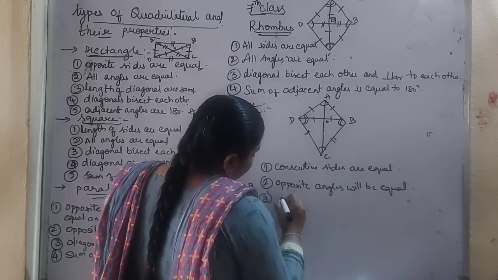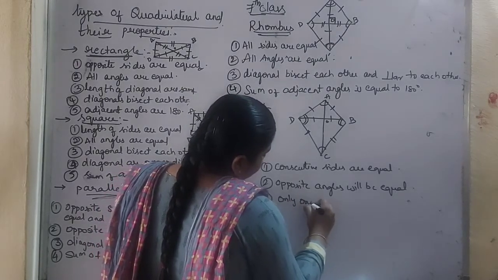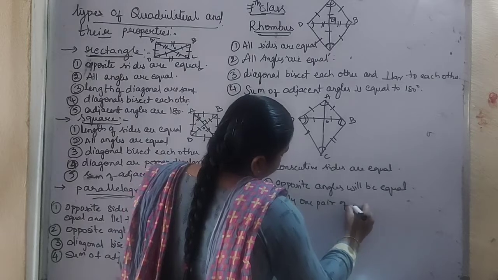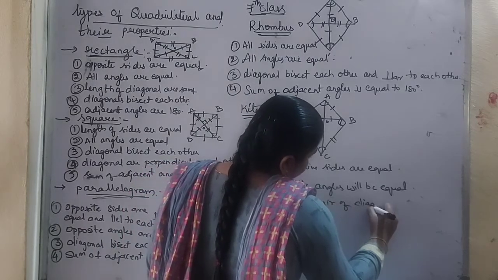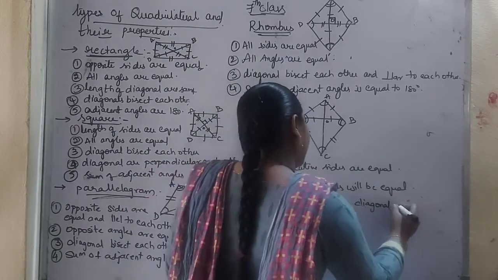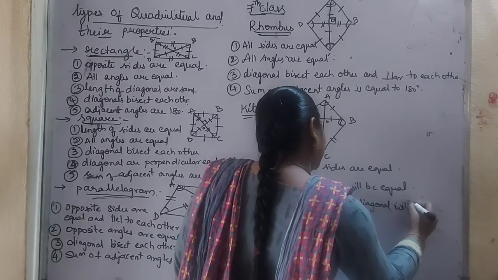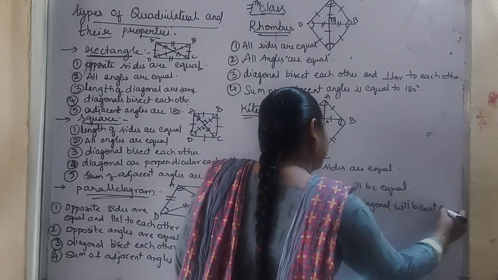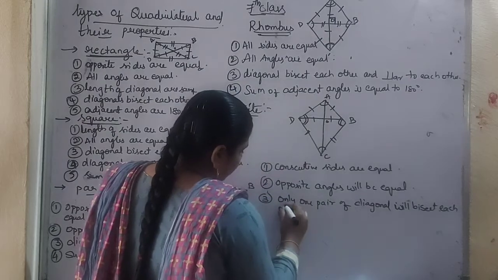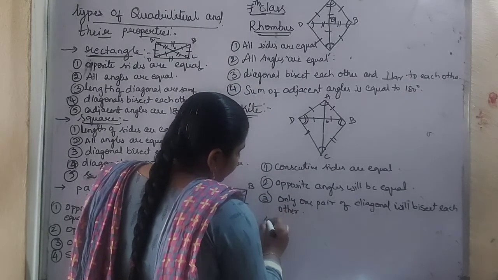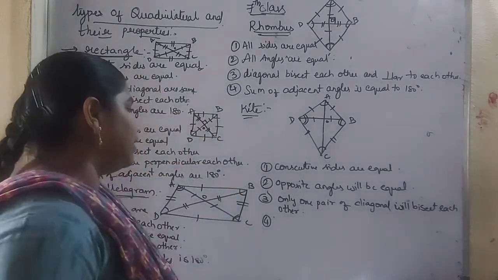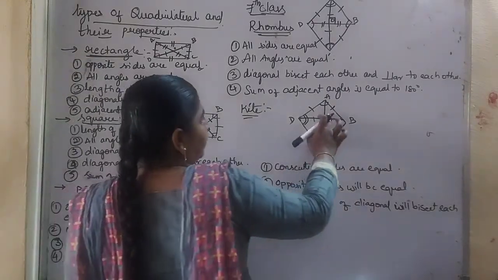So here only one pair of diagonals will bisect each other. And the fourth one is, they are perpendicular to each other.